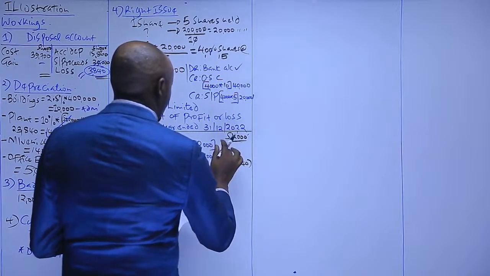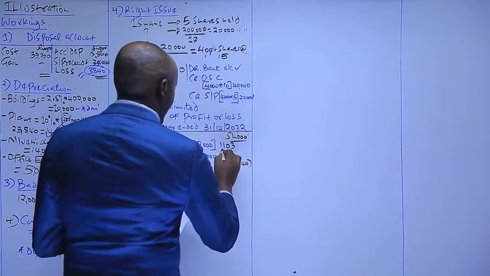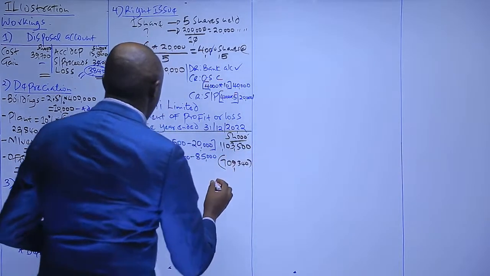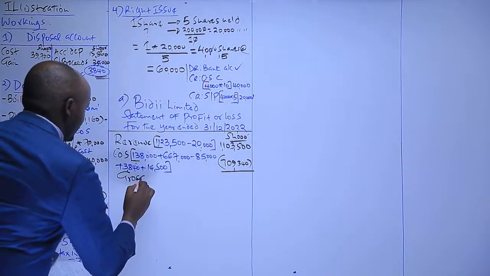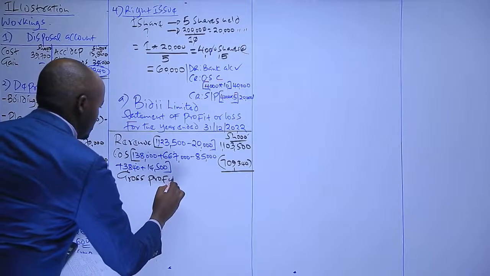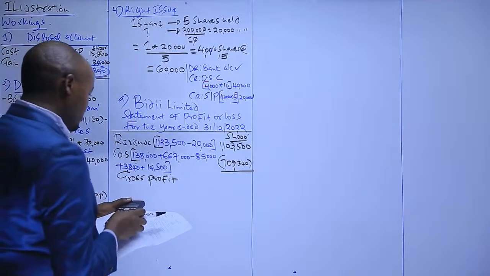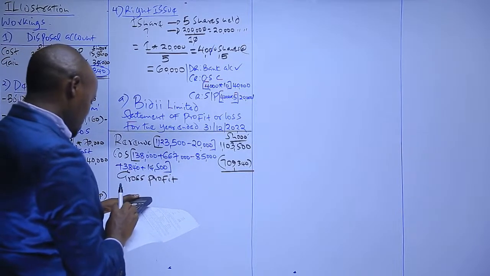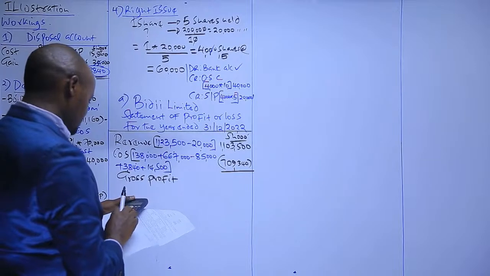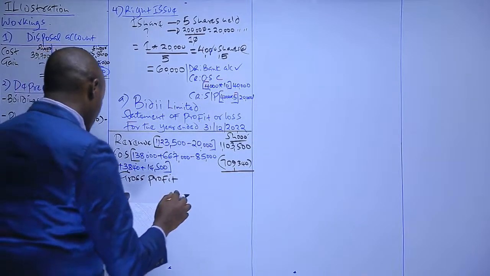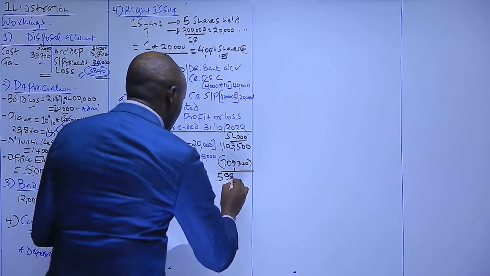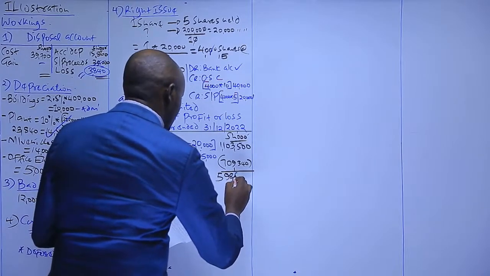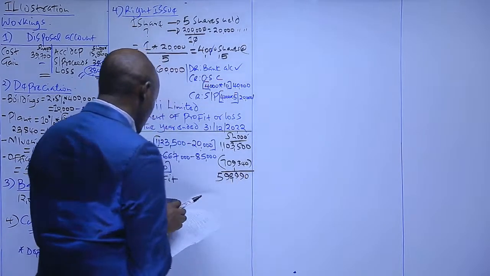So we less that 709,340 from our revenue up there, and whatever you get here is the gross profit. So how much will be our gross profit? We deduct that from 11,03,500, and this will give us 598,990. That is our gross profit.